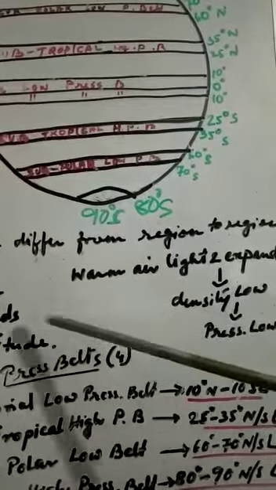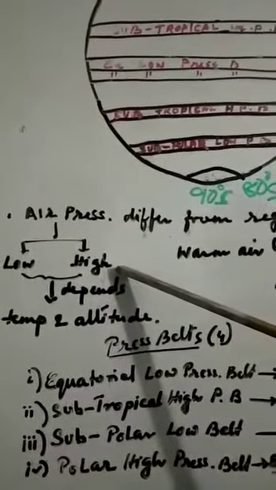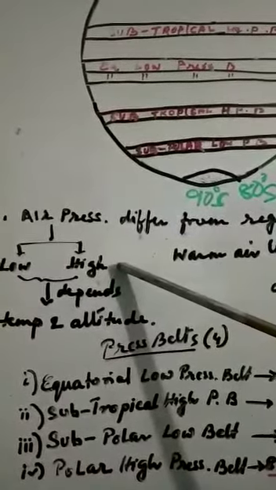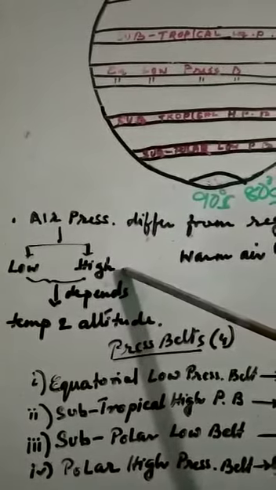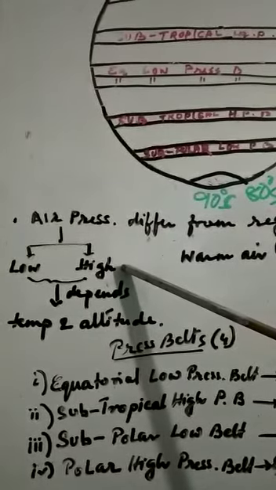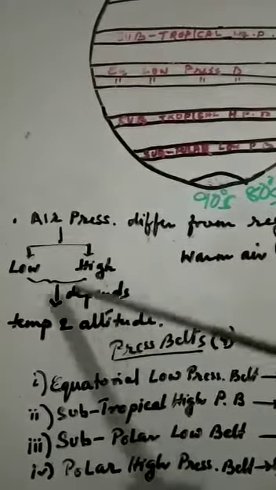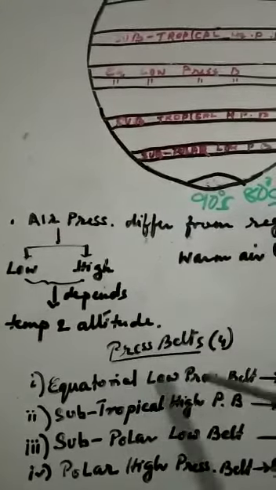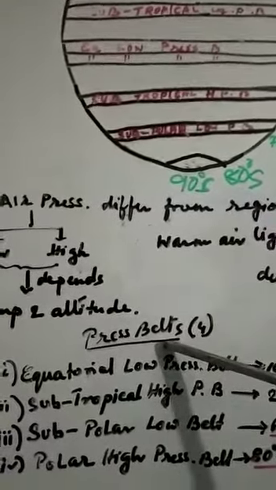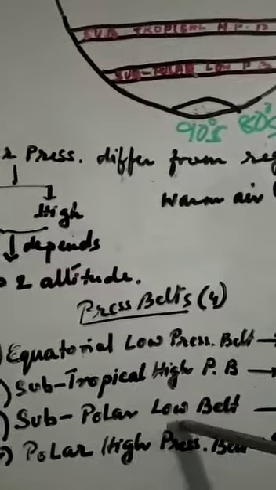Similarly, it is the opposite. When the temperature is low, the air is cold, and of course the density is more, and hence the pressure exerted by the air will be more. Now, depending on all this, the pressure belts are divided into four main categories.